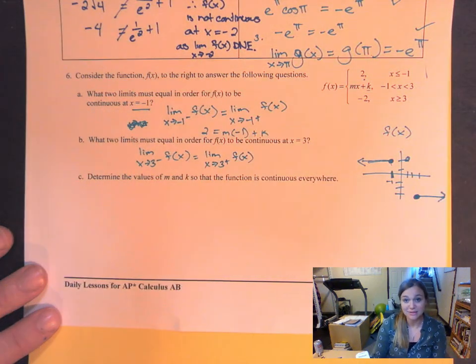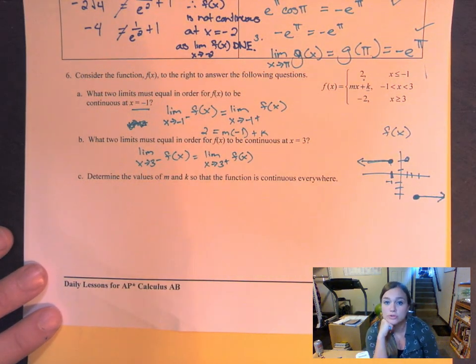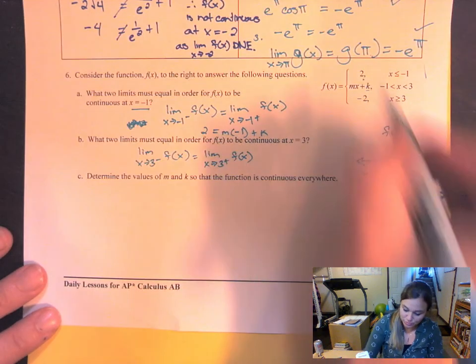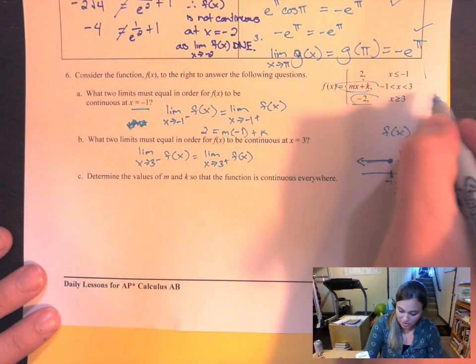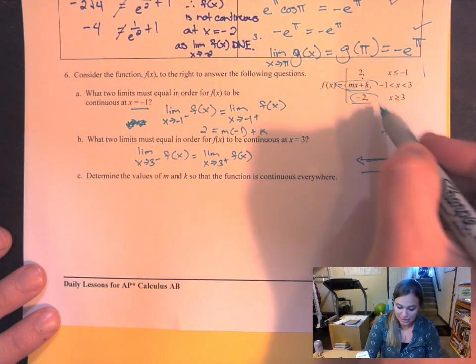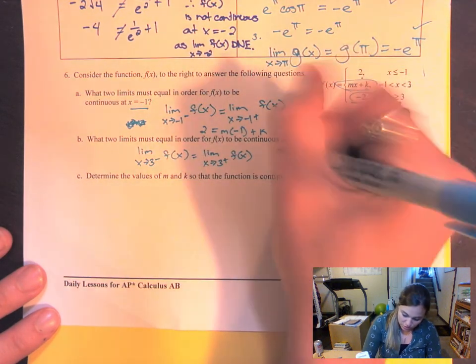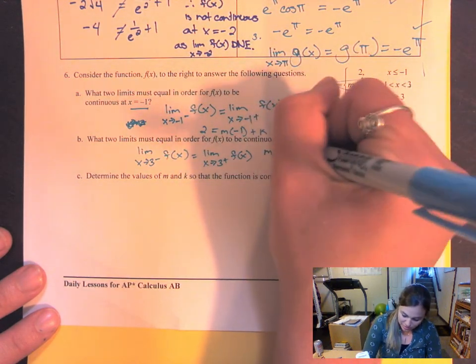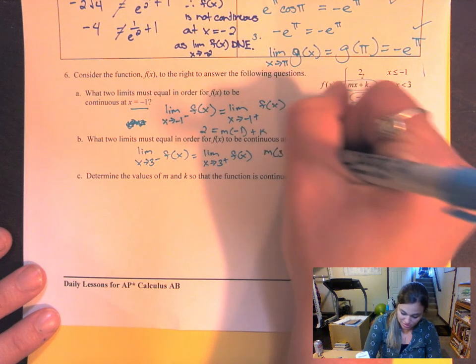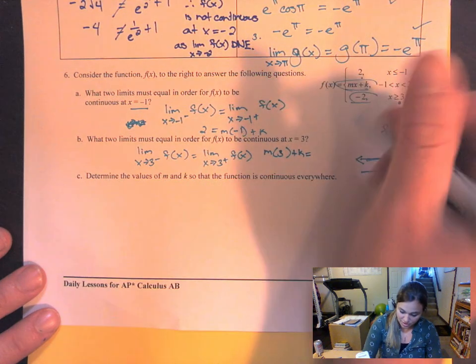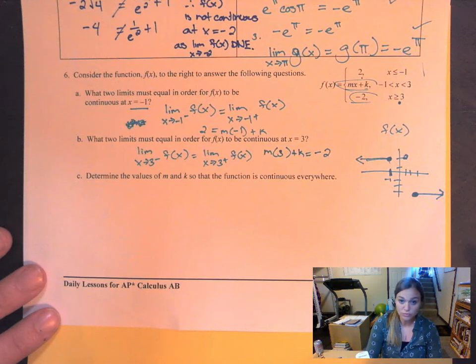Which in this case, left and right, which parts would you use? The 2, the mx plus k, the negative 2. Yeah, so you'd be using this part and this part now, because this is where it's connecting between 3 and greater than 3. Okay, so I'm going to say mx plus k, but instead of x, I'm going to put in this 3. And then on the right, I get negative 2.